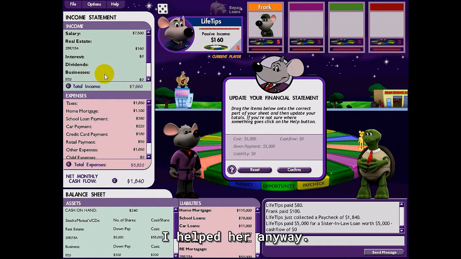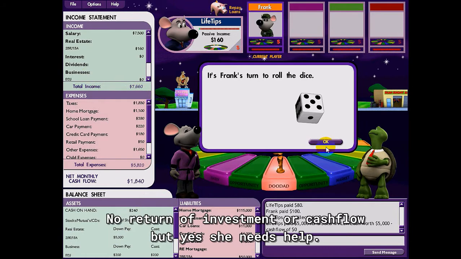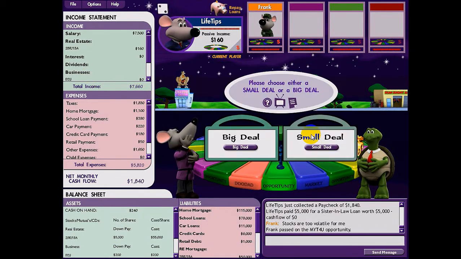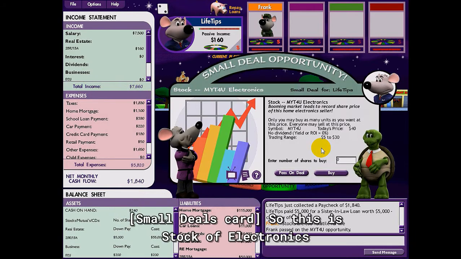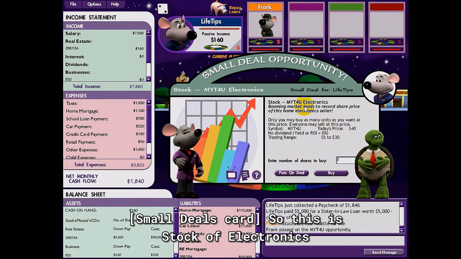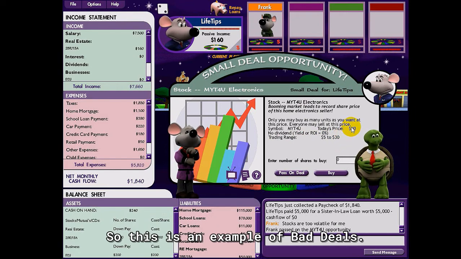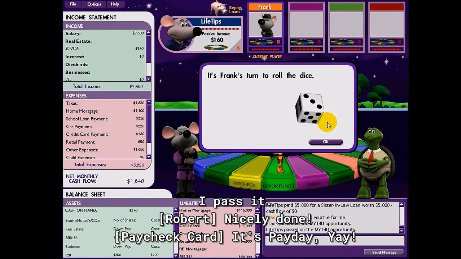Yeah, no upside, no cash flow, but yeah, she needs help. Small deal. So this is electronics stock. The current price is 40. Trading range is 5 to 30 only. So this is a bad deal. I pass it.